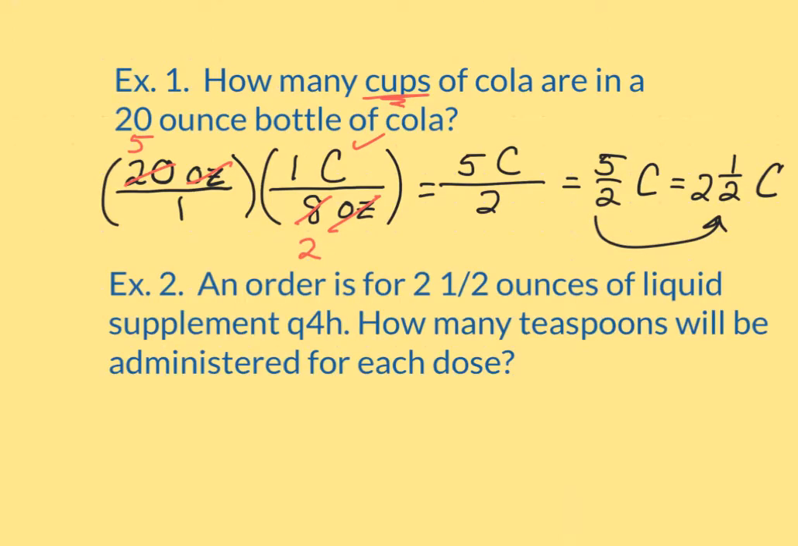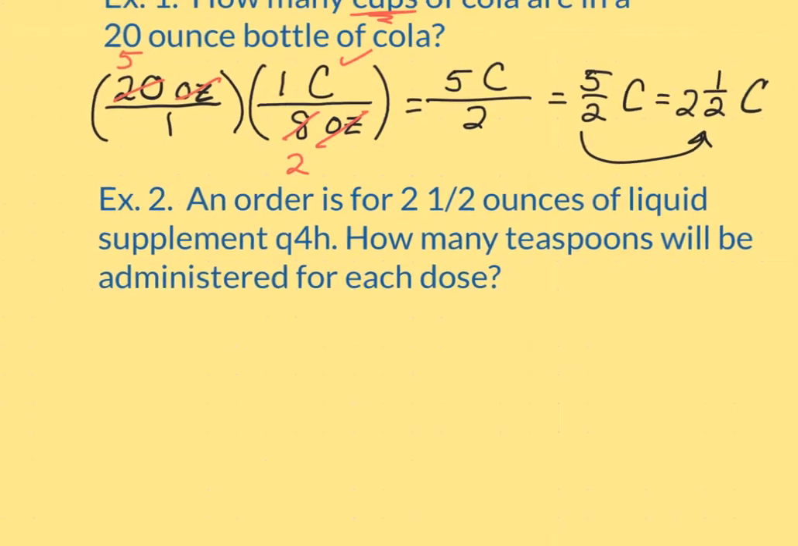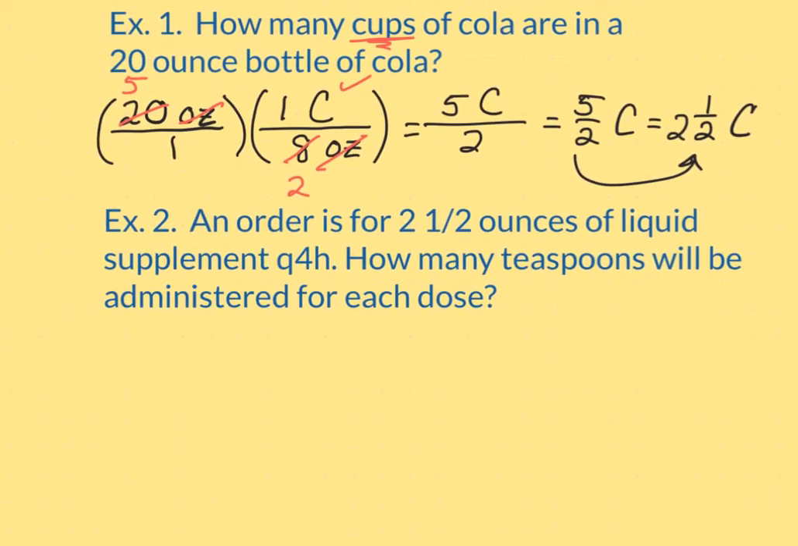Here is example 2. Okay, an order is for 2.5 ounces of liquid supplement every 4 hours. How many teaspoons will be administered for each dose? The first thing I'm going to do is to take this 2.5 ounces and rewrite that as a decimal, so 2.5 ounces, OZ, over 1. That's where we're starting. Okay, how many teaspoons is this?